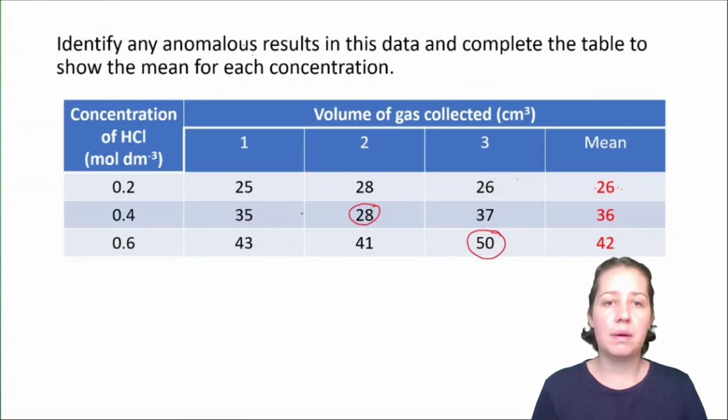In the second row, however, we've got a couple of units between 35 and 37. 28 is clearly too low, so that is anomalous. And in the final set, we have 41 and 43. 50 is clearly much higher than those, so that is anomalous. I then calculated the means for each by adding up the data, dividing by 3 for the first row and by 2 for each of these rows. I'm then giving the mean to the same number of significant figures as the data, giving 26, 36 and 42.